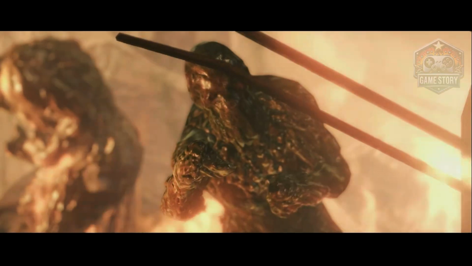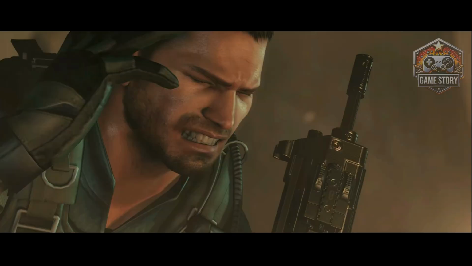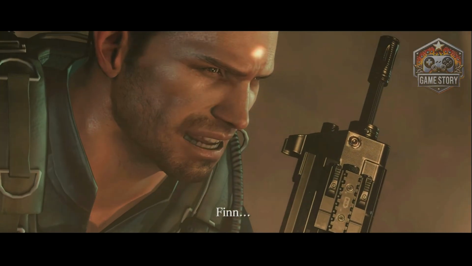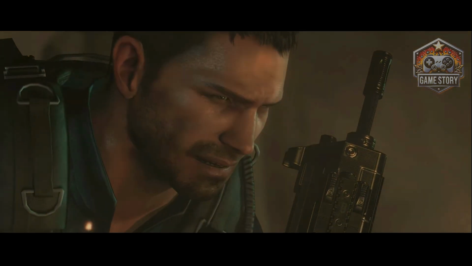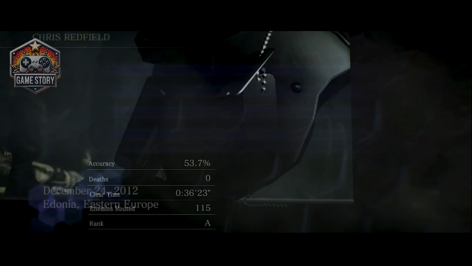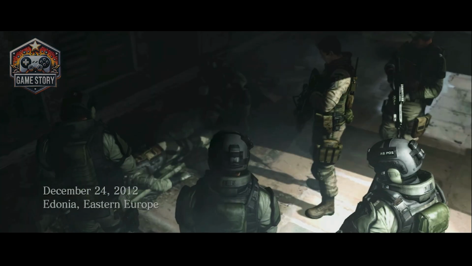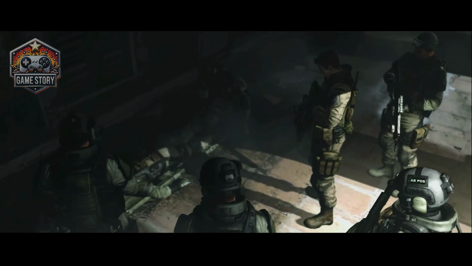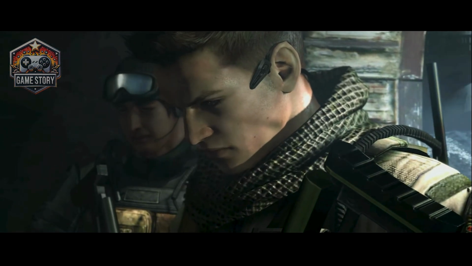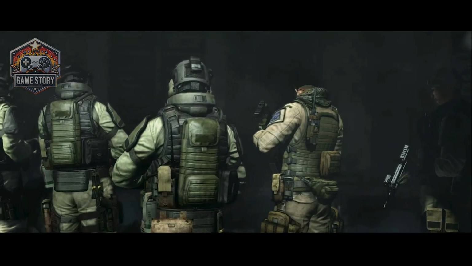Though fragmented, this memory is the first key to unlocking the trauma that drove him from the battlefield and to confronting the truth he tried to forget. 6 months before he was found drowning his sorrows in a bar, Chris Redfield was leading BSAA Alpha Team in Edonia, a war-torn Eastern European state gripped by civil conflict.